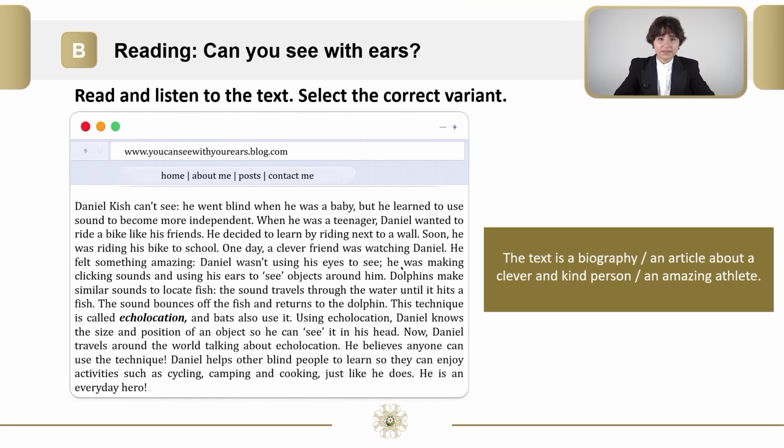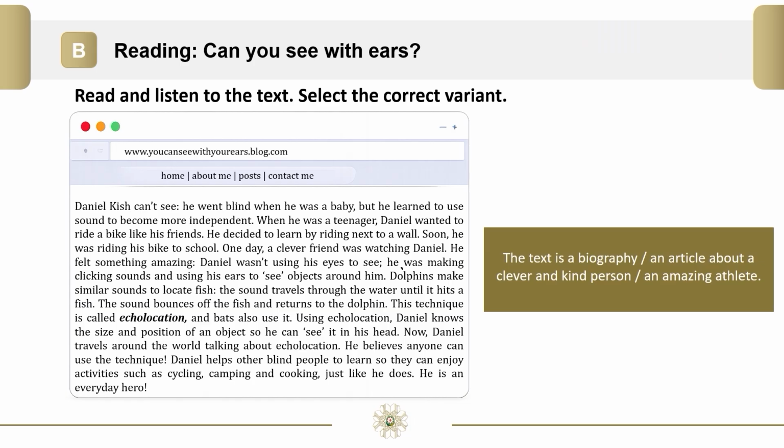So you're going to read the text about Daniel Kish. Once you finish, please answer one question. You can see the sentence on your right. You need to decide if the text is biography, an article about a clever and a kind person, or it's about an amazing athlete. Now stop the video and do the activity.